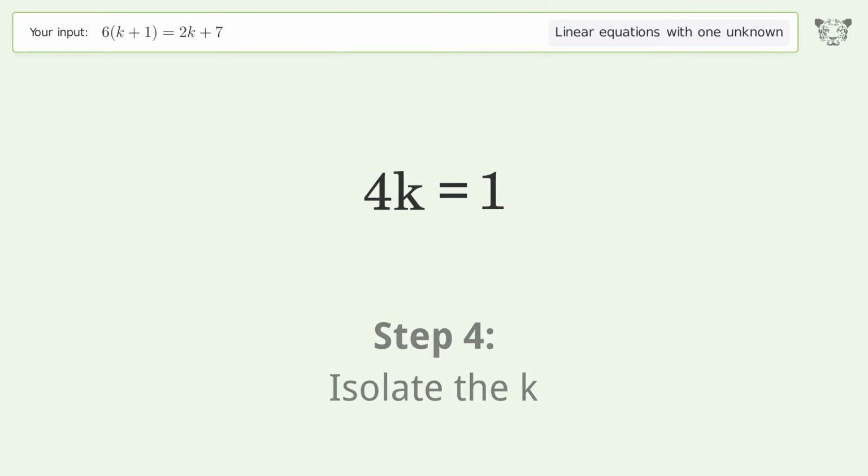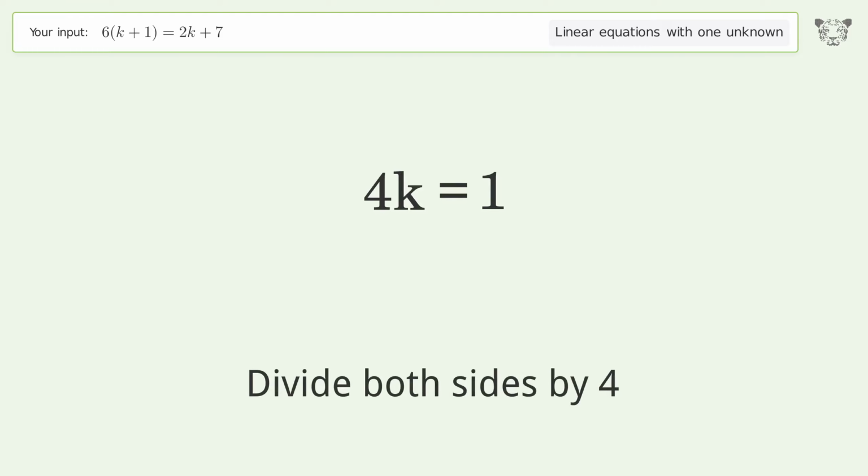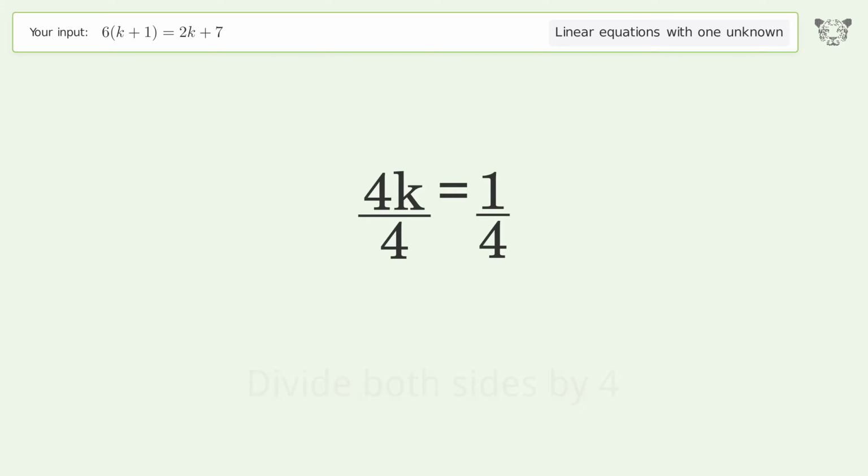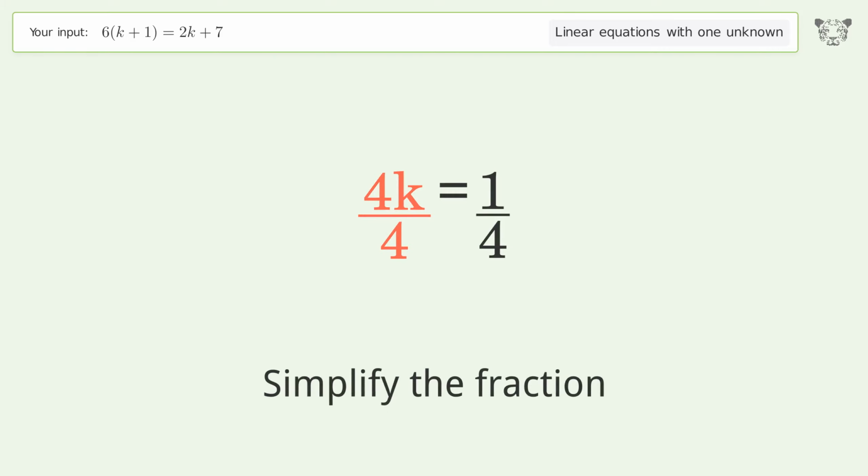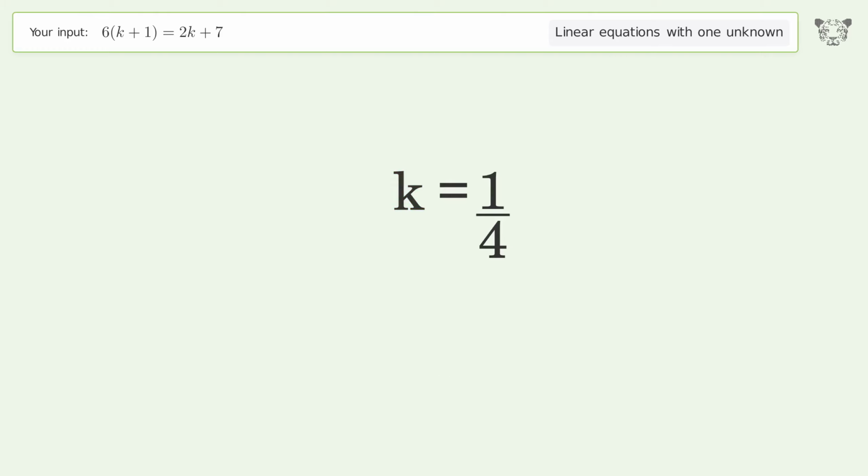Isolate the k. Divide both sides by 4. Simplify the fraction. And so the final result is k equals 1 over 4.